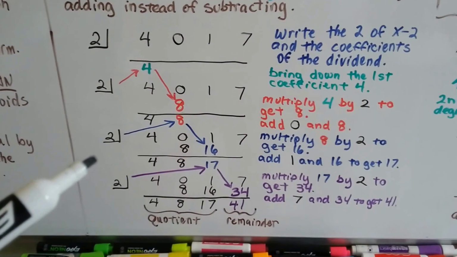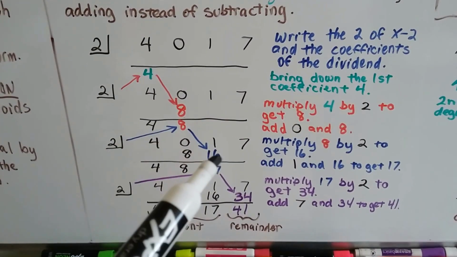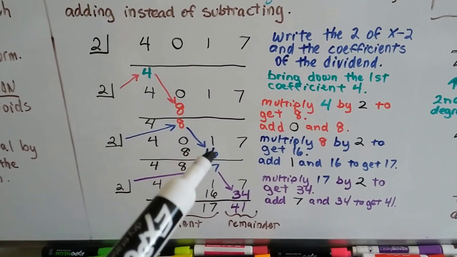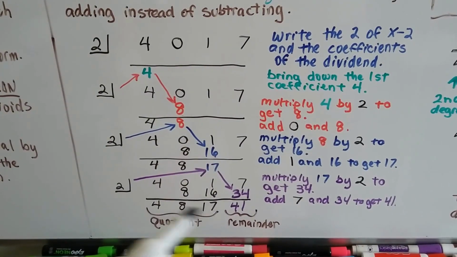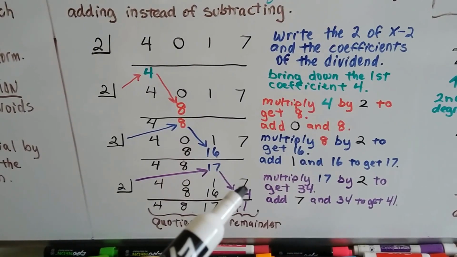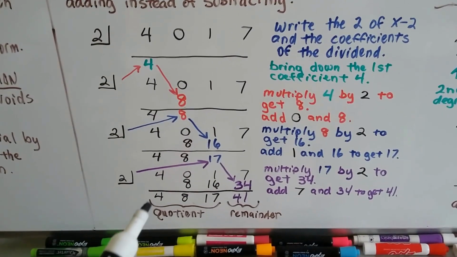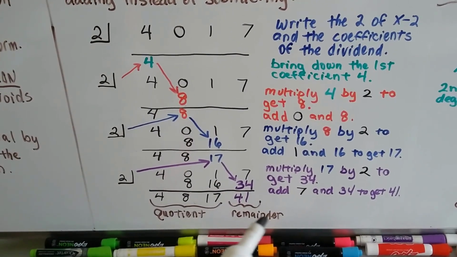Now we're going to move to the blue. We're going to multiply this red 8 by the 2 to get a 16. We're going to add it to that 1 to get a 17. Now we're going to multiply this 2 by the 17 to get a 34, add them together to get the 41, and now this is our quotient, and that's our remainder.